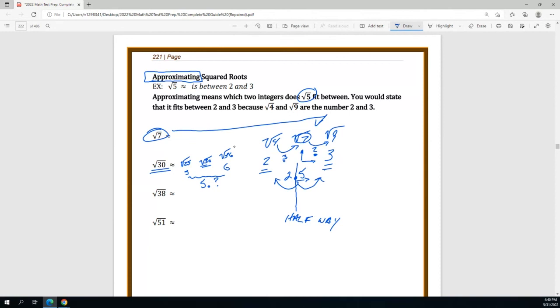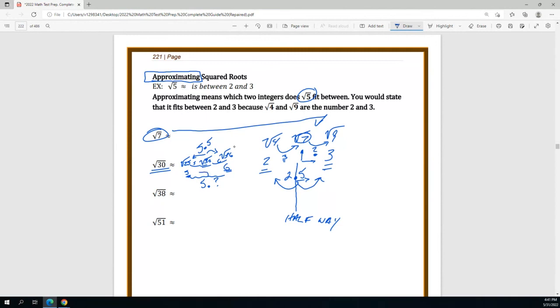That's good enough. Now, if you want to get more detailed and say, well, what's it closer to? 5.5 is halfway, right? Is it leaning more towards the 6? Or is it leaning more towards the 5? Well, that's something to think about. And you can use the distance. Between 25 and 30 is 5 units. Between 30 and 36 is 6 units. Is it closer to the 5? Or is it closer to the 6?